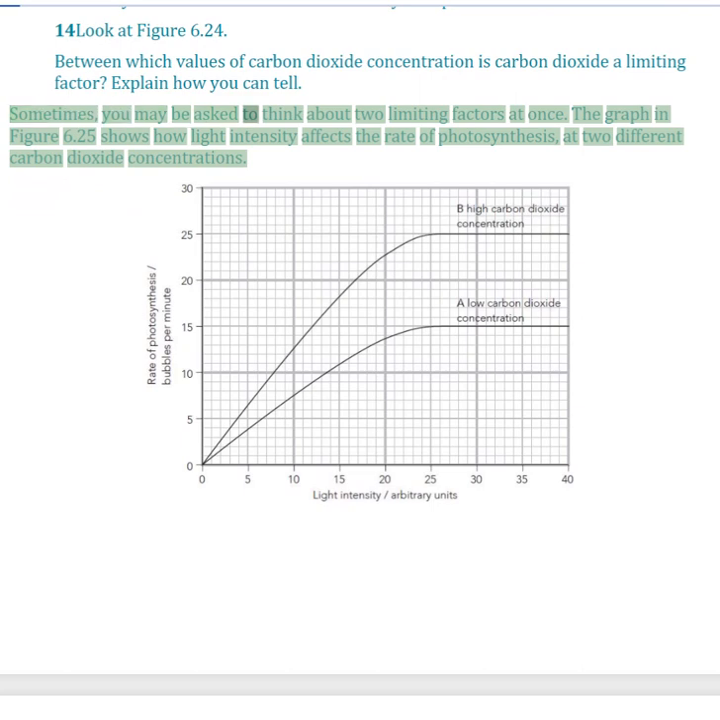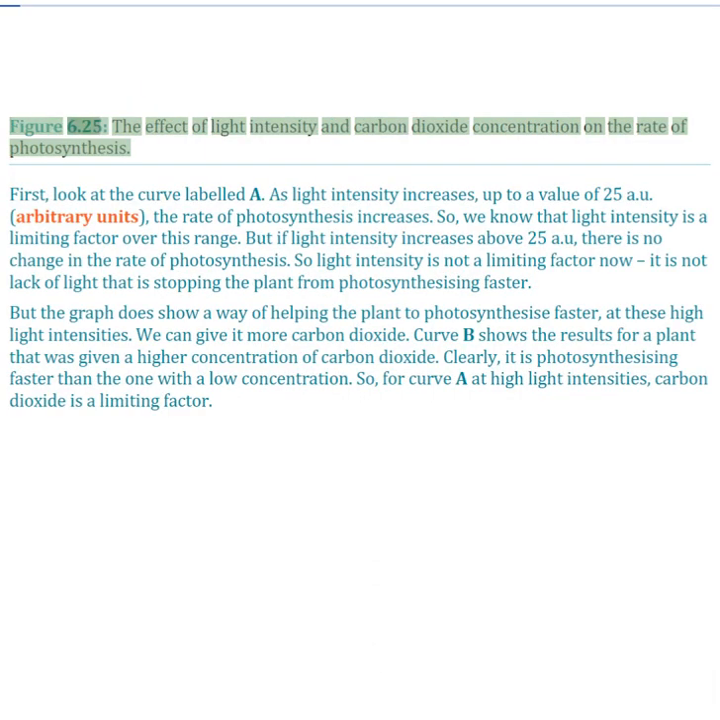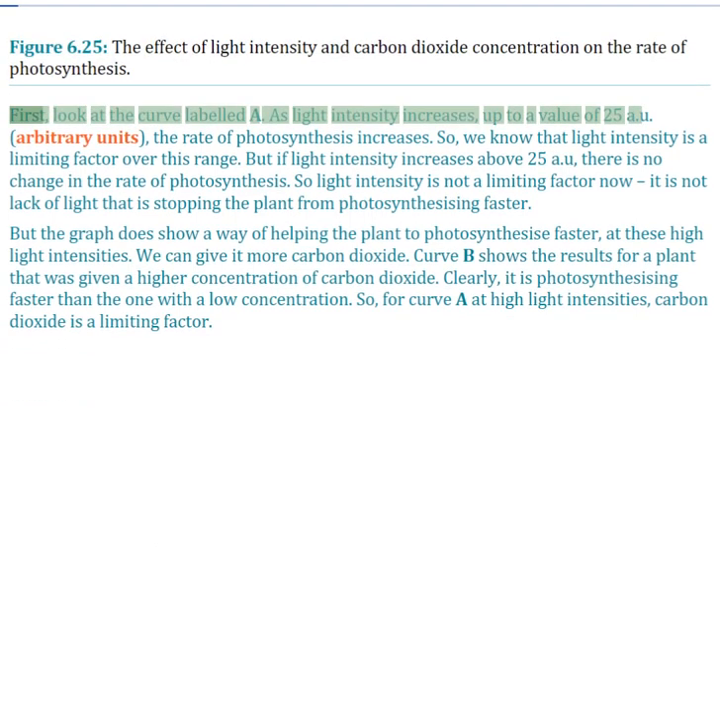Sometimes, you may be asked to think about two limiting factors at once. The graph in Figure 6.25 shows how light intensity affects the rate of photosynthesis at two different carbon dioxide concentrations. Figure 6.25, the effect of light intensity and carbon dioxide concentration on the rate of photosynthesis. First, look at the curve labeled A.